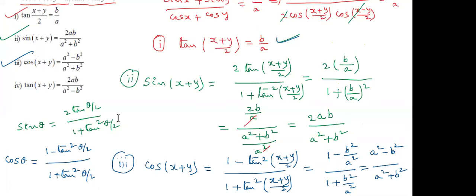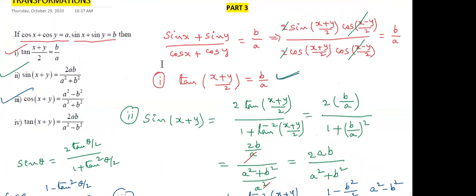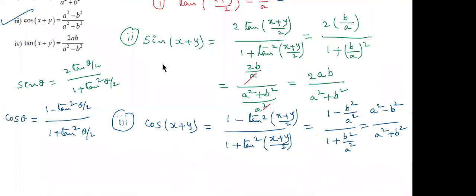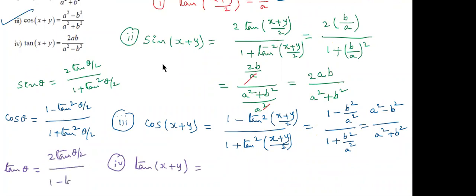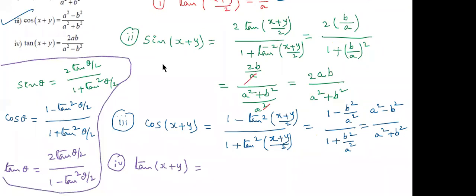Now I am going to prove the fourth one. How to prove the fourth one, students? Fourth one, what are they given? Tan of (x plus y). What is the tan theta formula? Tan theta is equal to 2 tan (theta by 2) by 1 minus tan square (theta by 2). This is the formula. If you know these three formulas, then only the three bits are very easy.